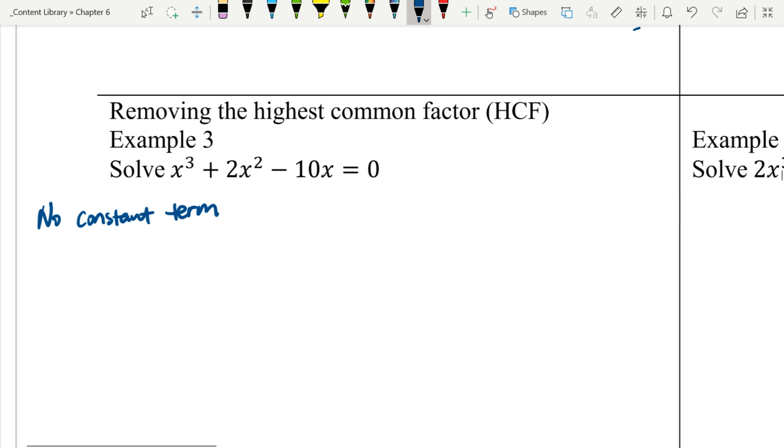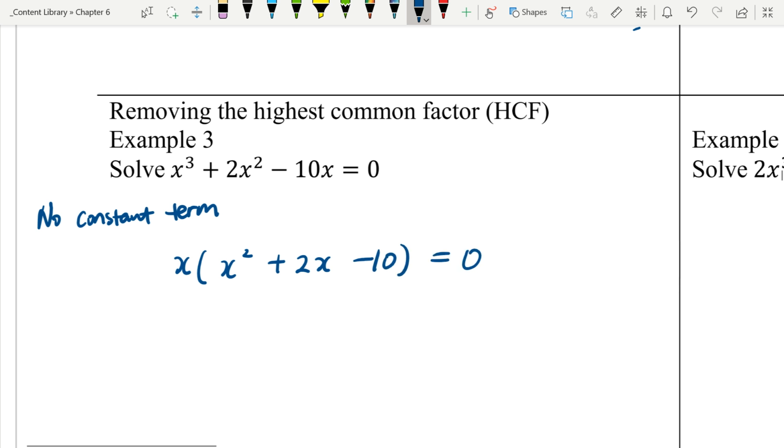When there's no constant term, which makes the question really easy, because x is the common factor for all of these terms. You have x in every single term. Think about that. If you have a constant 2, you don't have x in 2, so you can't factorize x out. But in this case, we can just take the x out. So we have x squared plus 2x minus 10 equals to 0.